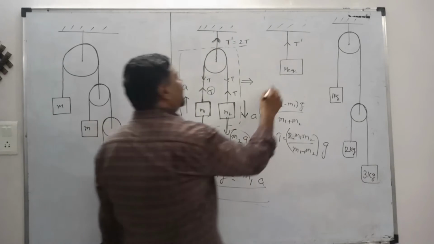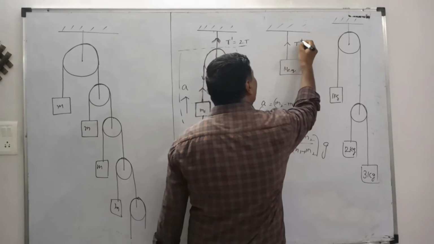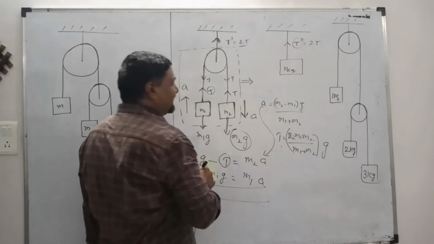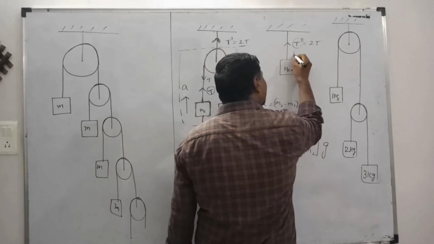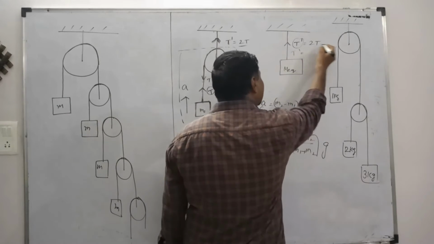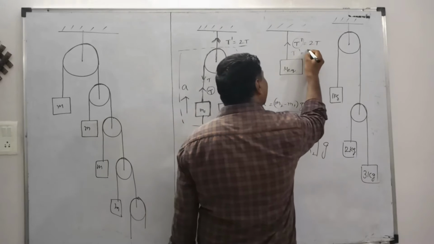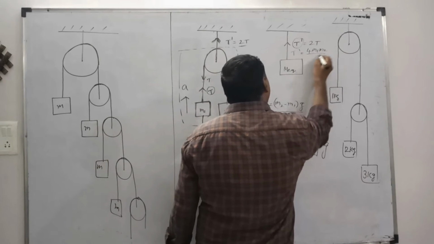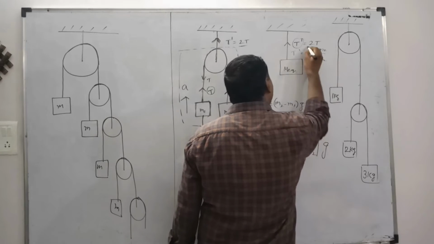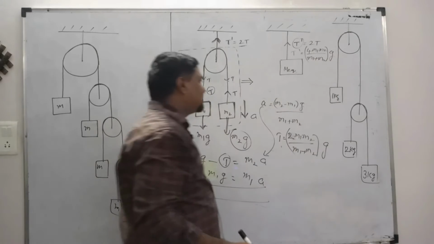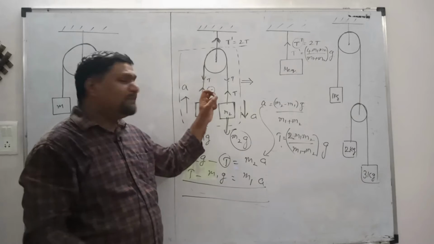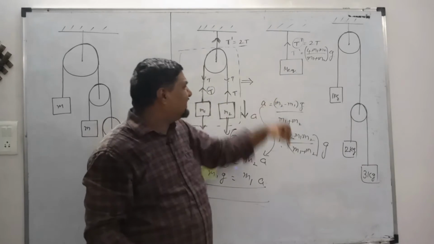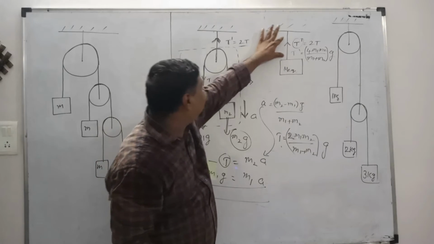So the same tension to create in this string also, what should be the tension here? But what is T? This is T. So what should be the tension here? Twice T. What is T? This much. So what will be the tension? 2 into T, 2 into 2, that is 4 M1 M2 by M1 plus M2 into G. Right? So if I replace this whole system into a single system, the tension in the string should be same here and here.